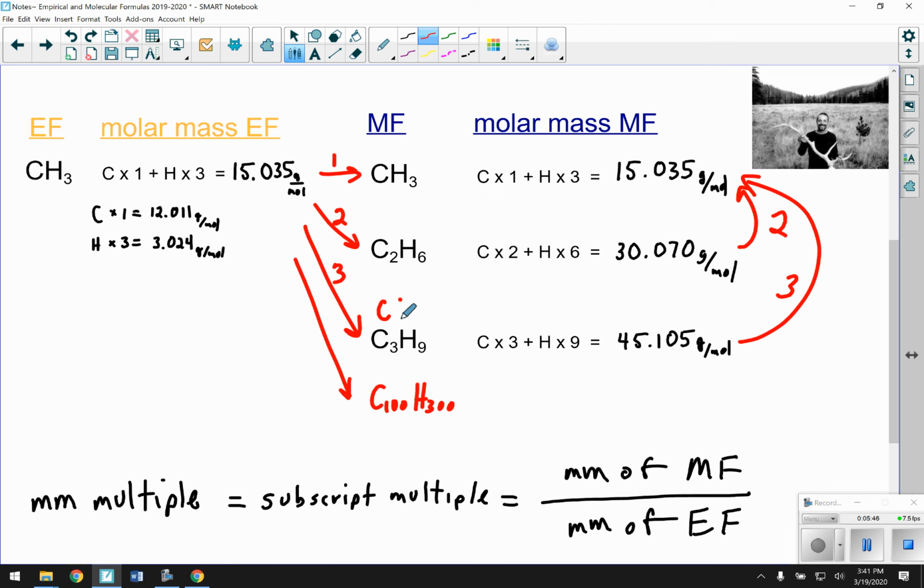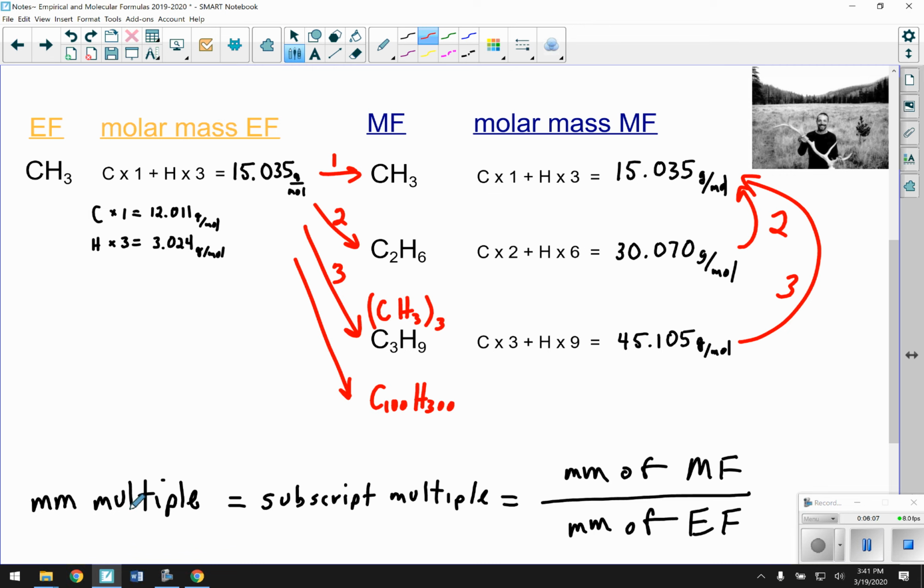essentially CH3 times that multiple 3, right? And this again proves, as I mentioned before, that the molar mass of the molecular formula is related to the molar mass of the empirical formula. And what we see down below, I kind of summarize that.